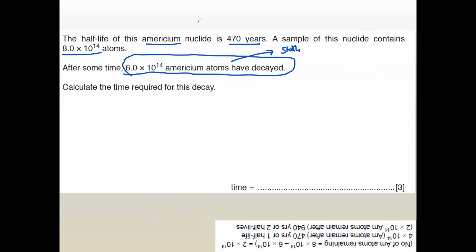So one half-life is 470 years. How to work this out? In the beginning, we will have 8 into 10 to the power 14 atoms, which are undecayed. Undecayed means unstable.